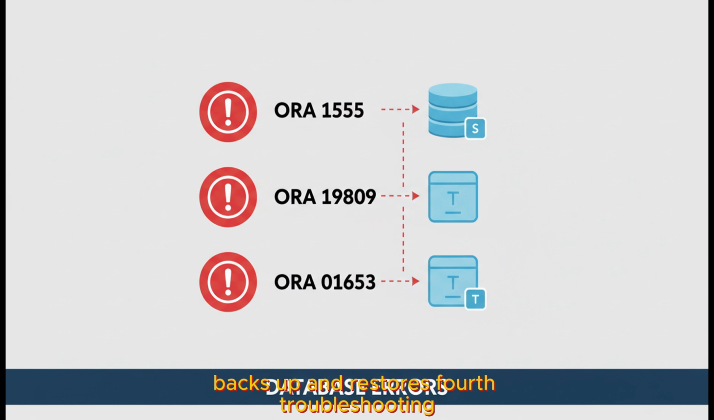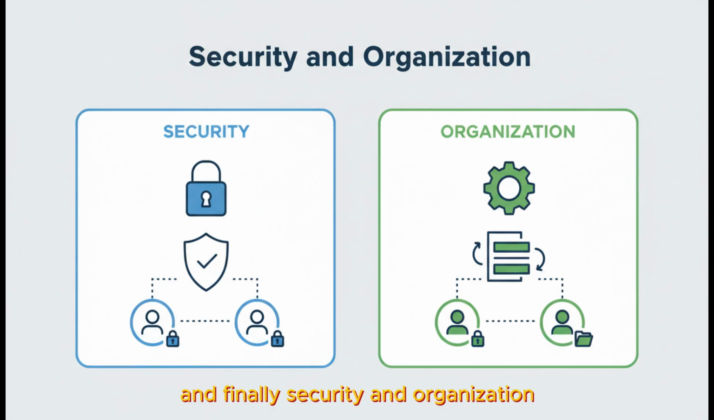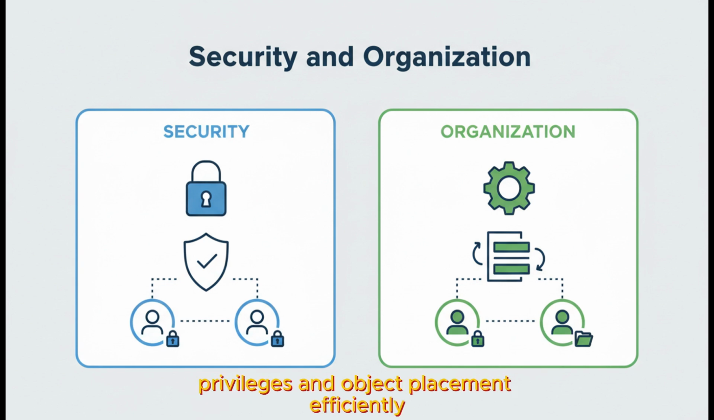Fourth, troubleshooting. Many common Oracle errors, such as ORA-01555, ORA-19809, and ORA-01653, usually relate to storage structure issues. And finally, security and organization. Logical separation helps control users, privileges, and object placement efficiently.